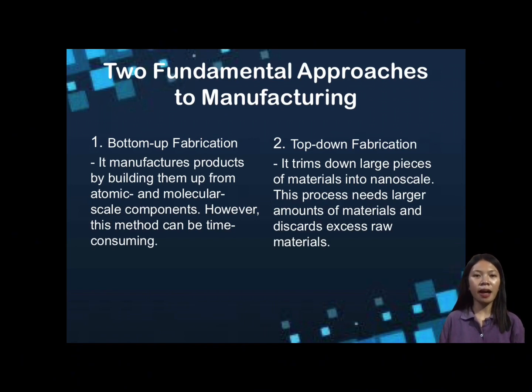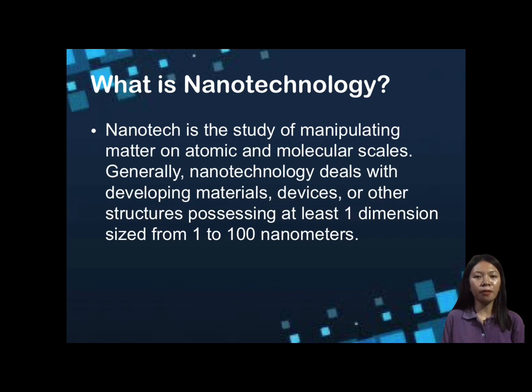So the second is top-down fabrication. It trims down the largest pieces of materials into nanoscale. This process needs larger amounts of material and discards excess raw materials. Top-down fabrication can be likened to sculpting from a block of stone. The nanotechnology techniques for top-down fabrication can be split into mechanical and chemical fabrication. With the use of these techniques, nanomaterials are made more durable, stronger, lighter, water-repellent, or self-cleaning.